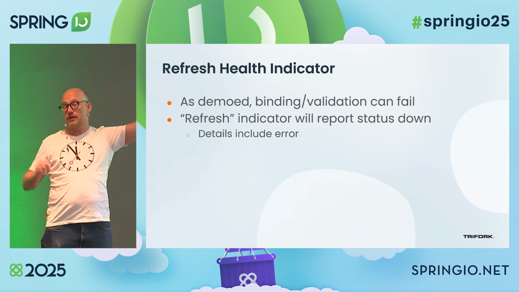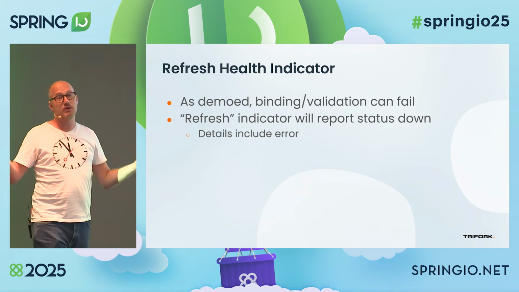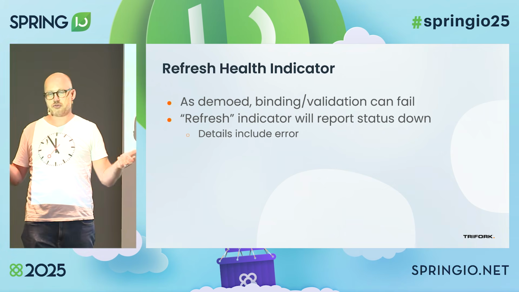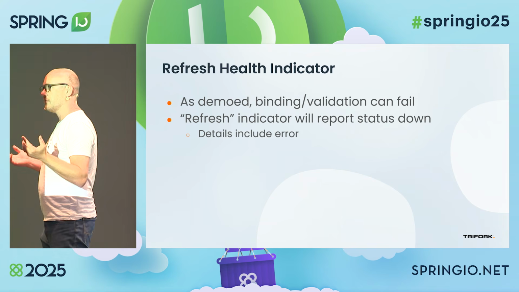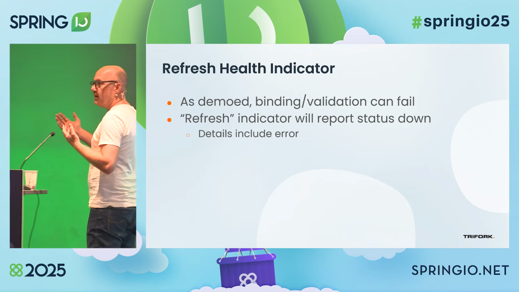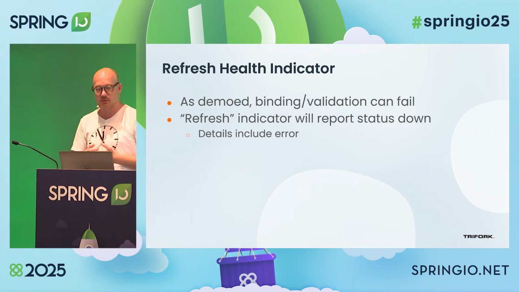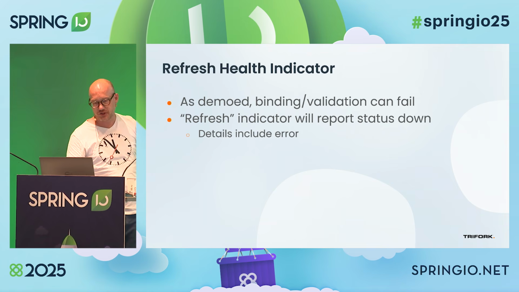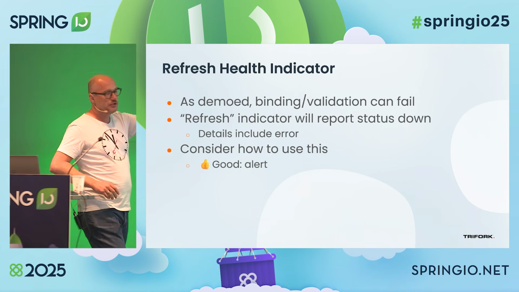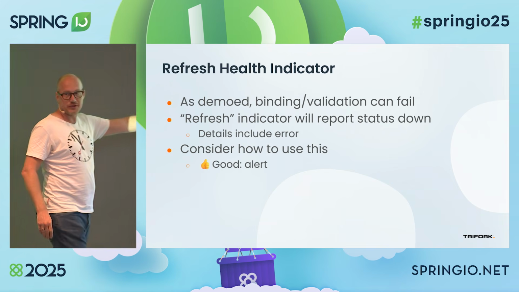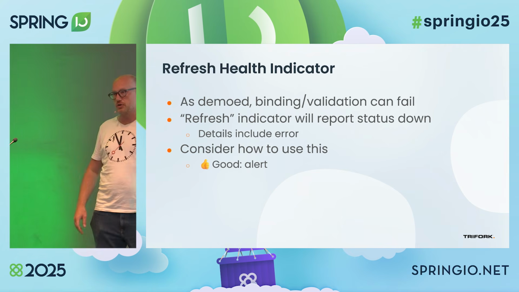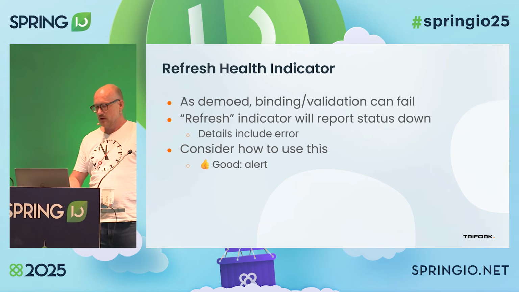Binding and validation, if you're using that, can fail. I mean, binding can always fail. If you have things that are not just a string, but they are something else, it might be a problem tying your configuration to it. If you use validation, obviously that can fail as well. But fortunately, we have this refresh indicator for that. And you should consider how to use this. Definitely make sure that you alert on this, right? If you're going to use this stuff running in production, obviously you want to have an alert.